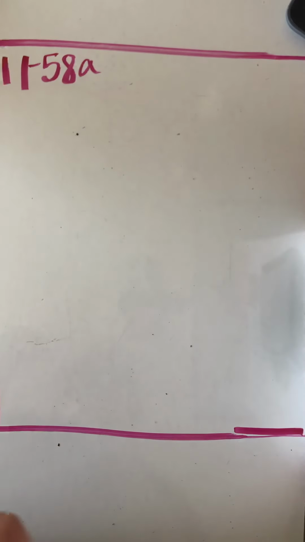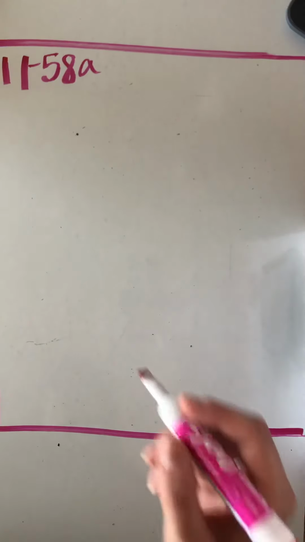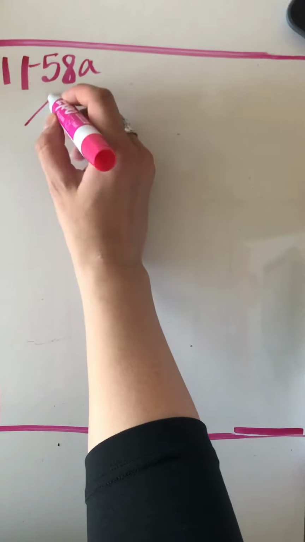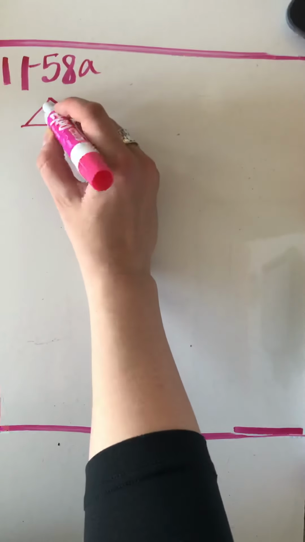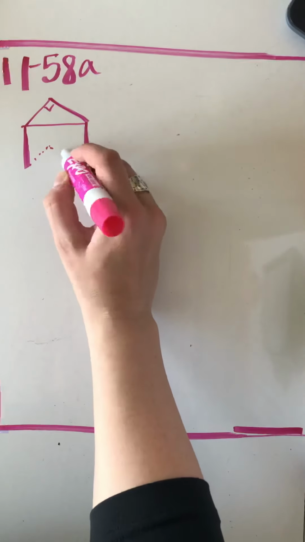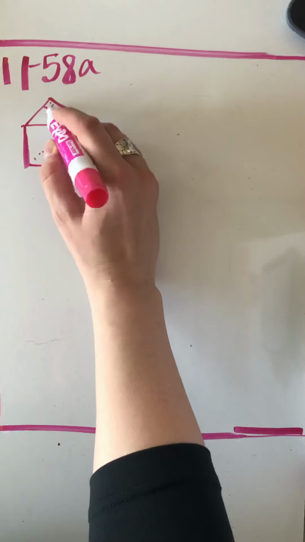This video is for 1158A in the knowledge check, and it asks you to find the volume and the surface area of a triangular prism. So I'm going to draw it on my paper first. You got a right triangle for the base, and go straight across, dotted line going down.